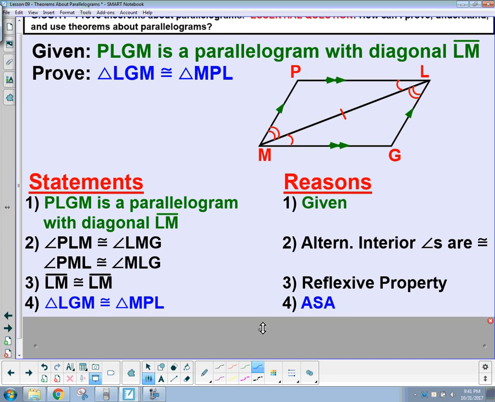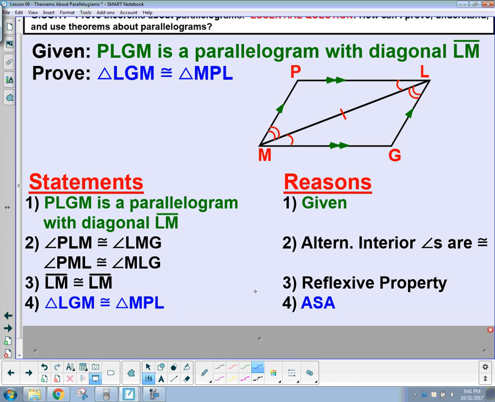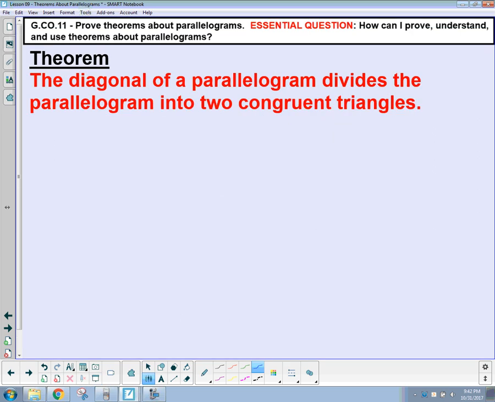Now you're asking, Mr. C, what's the point of this? And I'll tell you, since we just proved that if we draw a diagonal across a parallelogram, we make two congruent triangles. Hence, the theorem: the diagonal of a parallelogram divides the parallelogram into two congruent triangles. Imagine that.